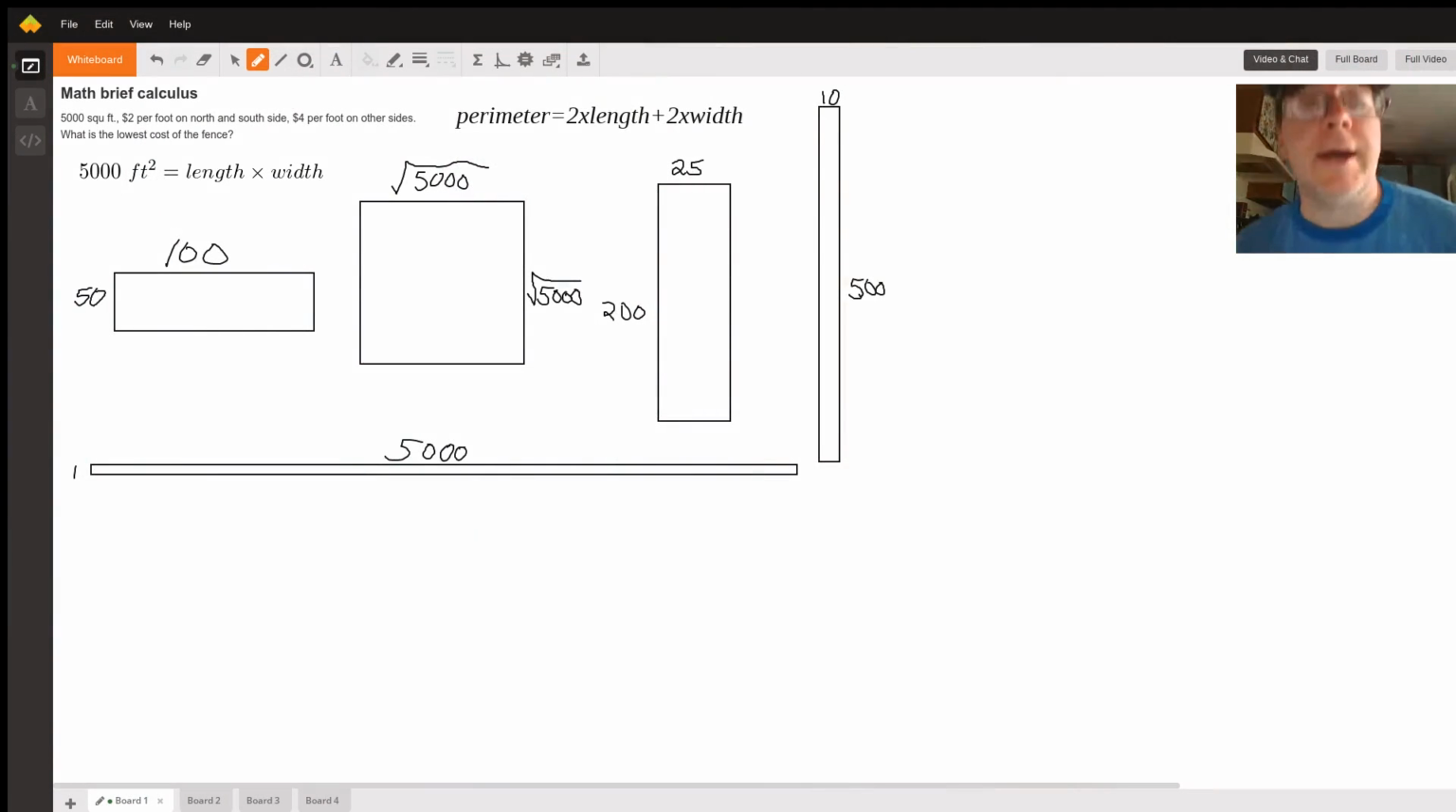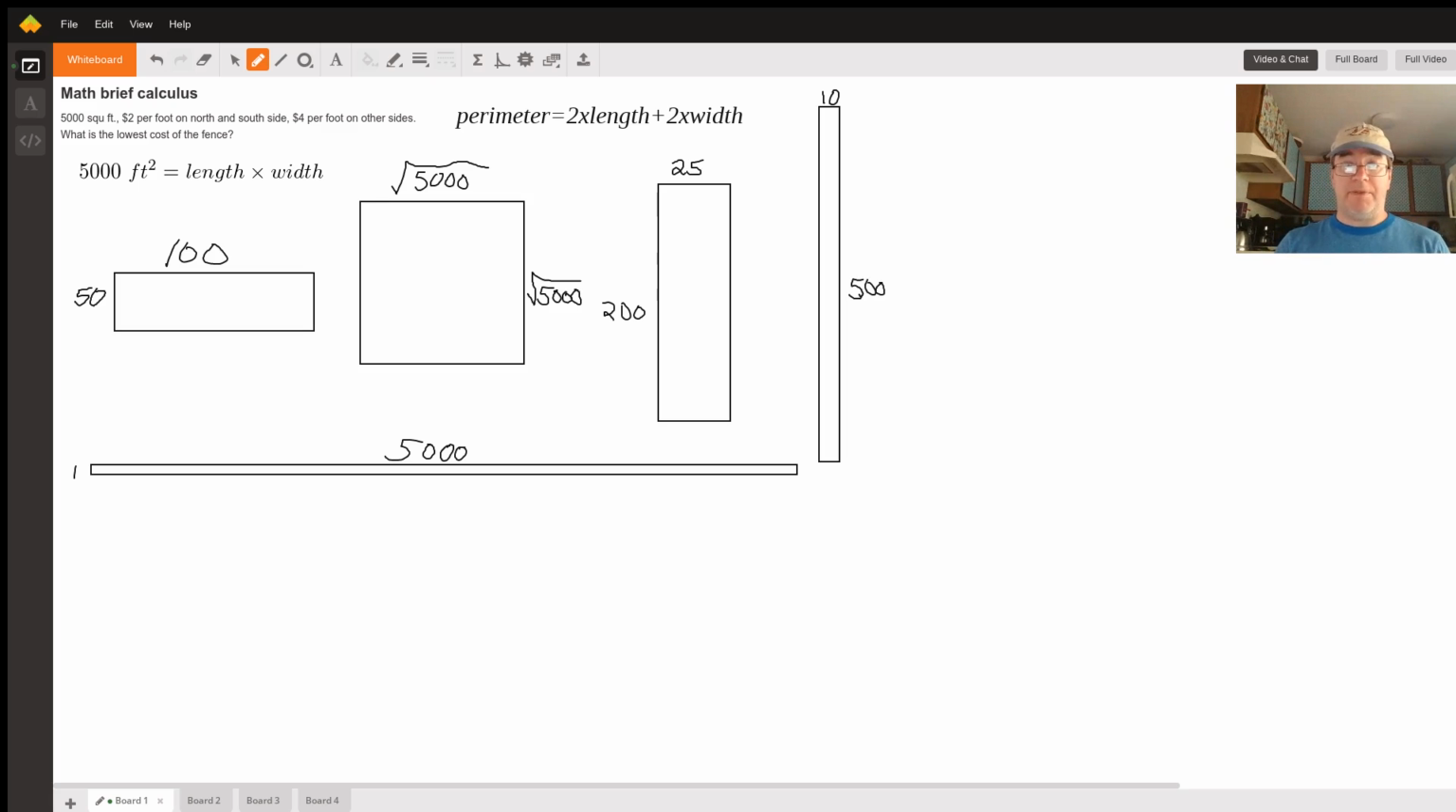My name is Michael Knight, and I am here to help you answer the question: what is the lowest cost of the fence when it is a 5,000 square foot area, $2 per foot on the north-south side, and $4 per foot on the other sides?